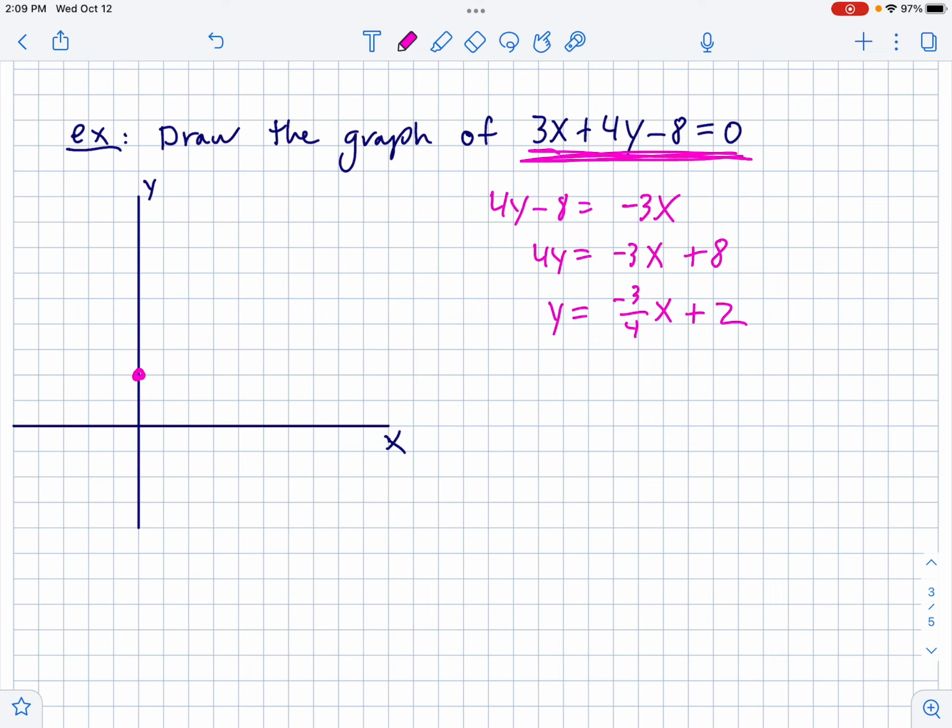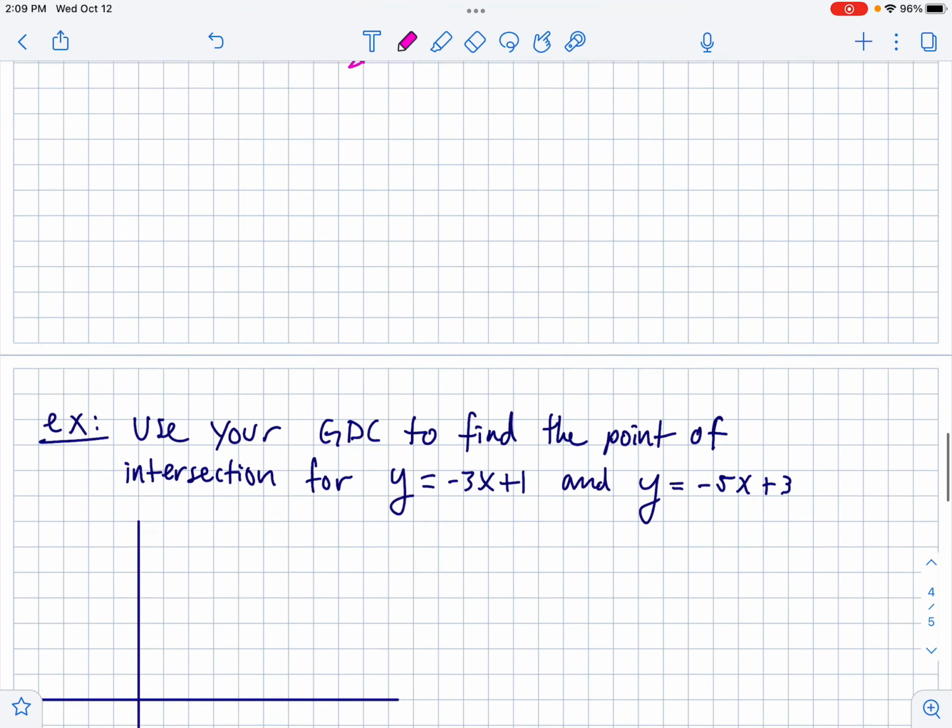Now I can see the slope and the y-intercept. We start at 2, go down 3 over 4, so down 3 over 1, 2, 3, 4, down 3 over 1, 2, 3, 4. Play connect the dots. It looks something like this. Yep, that's it.